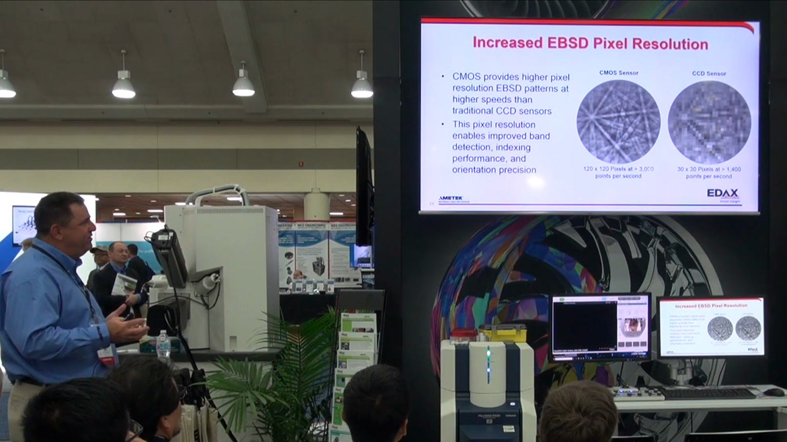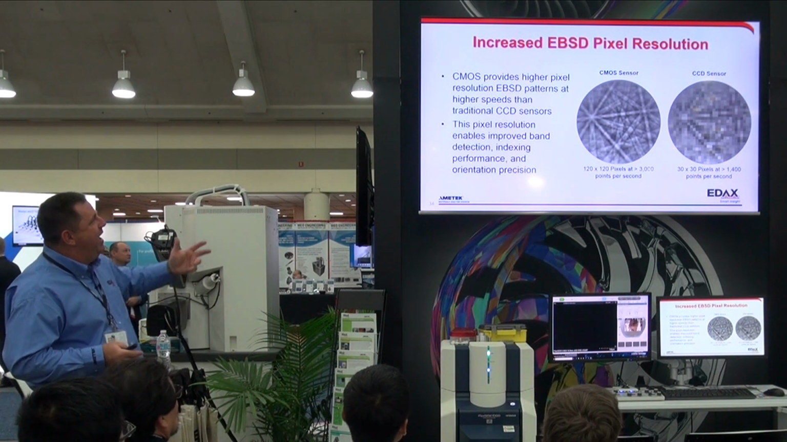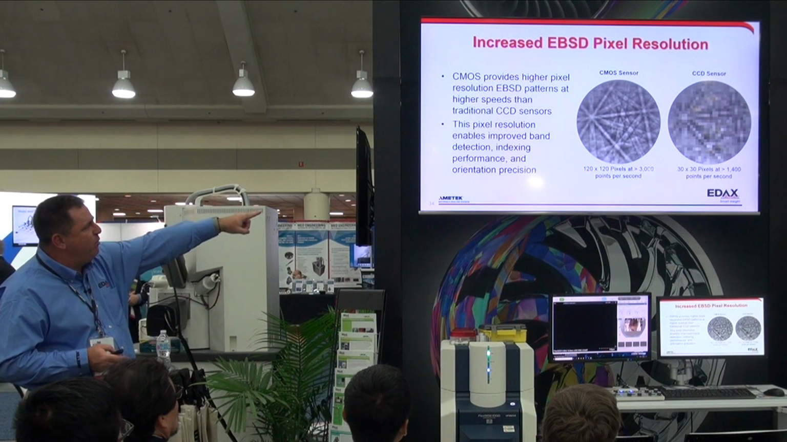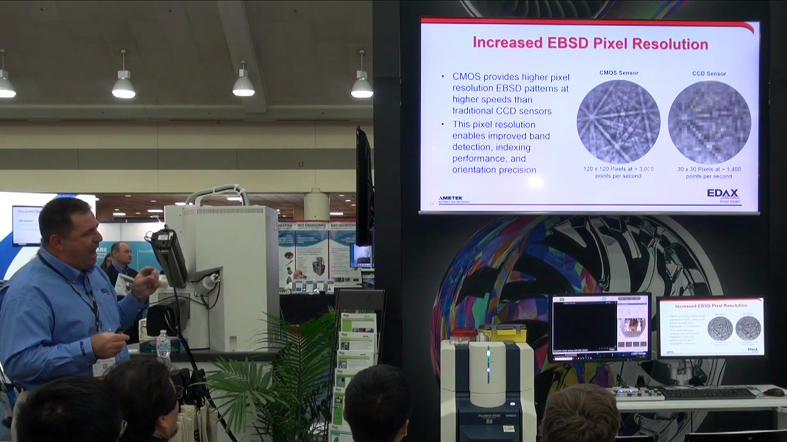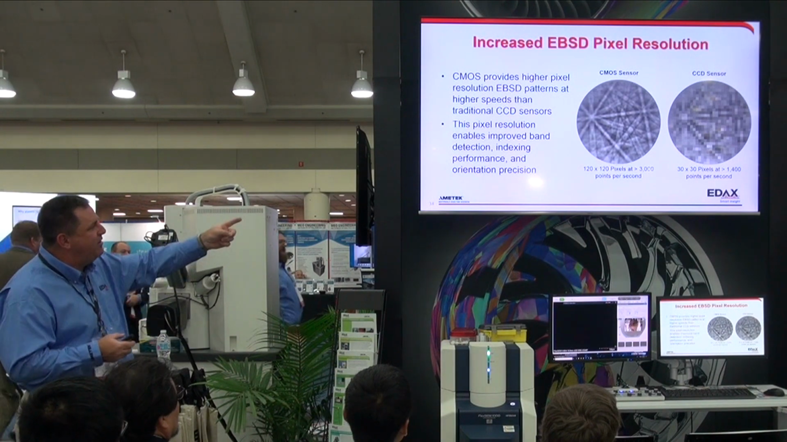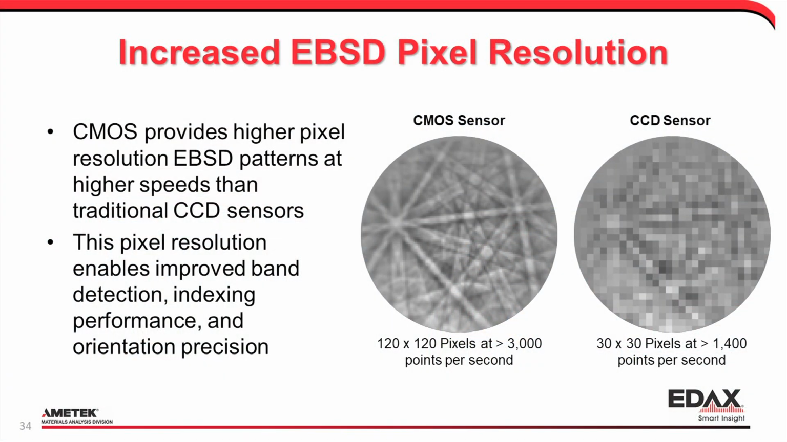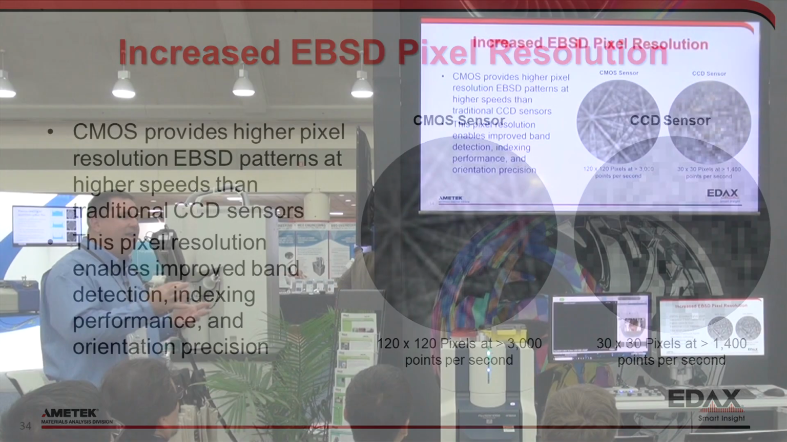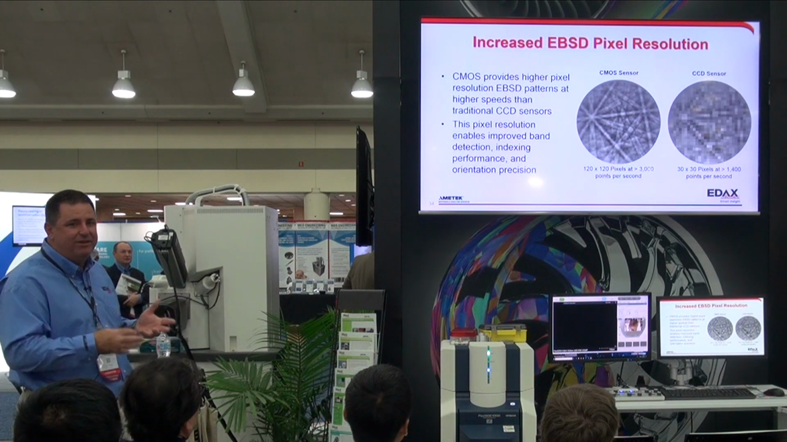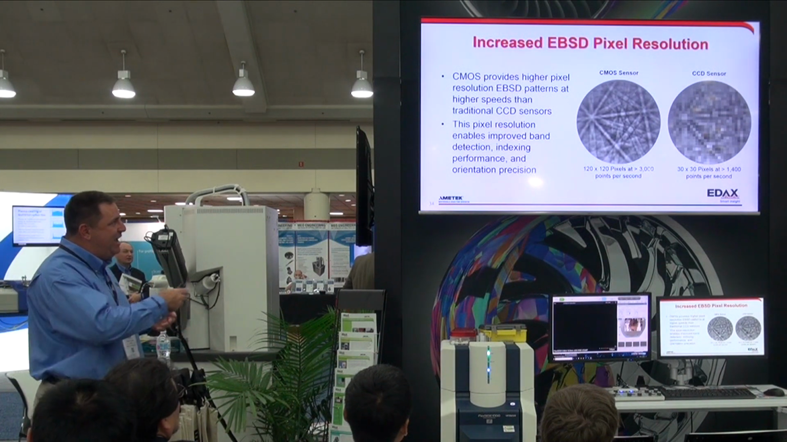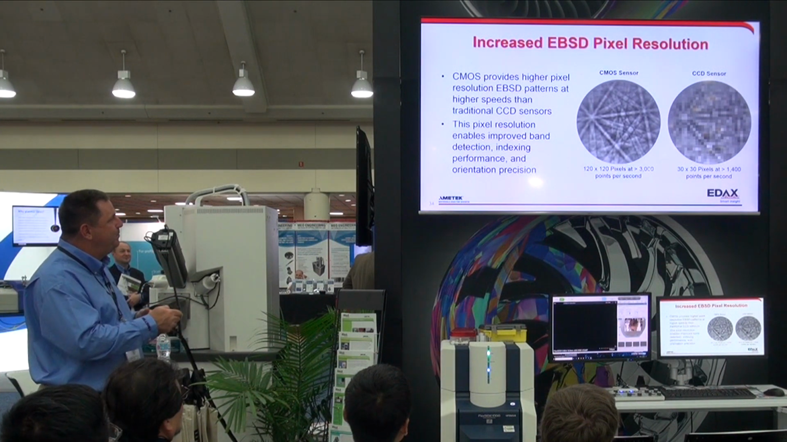One of the advantages, again, of using this CMOS is that because we're using this 120 pixel by 120 pixel image area, we're getting better orientation precision at these higher speeds. You can see the difference between a CCD sensor at high speeds and a CMOS. We have a lot more pixels, so we're finding the bands with more precision. That translates into getting this deformation characterization even at the high speeds, which wasn't as easy to get with CCD sensors.